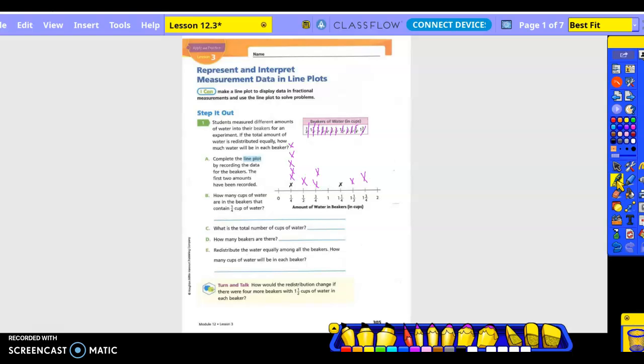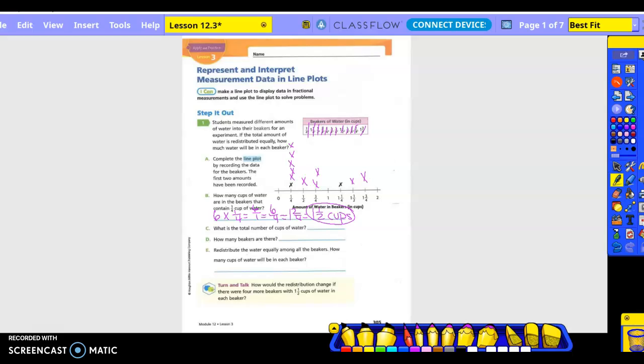So how many cups of water are in the beakers that contain 1/4 cup? So basically, how many X's did I draw there? And they already have. So 1, 2, 3, 4, 5, 6, right? So I'm going to take 6 times 1/4. So that also equals 6/1 times 1/4, which equals 6/4, which equals what? 1 2/4, which also equals 1 1/2. And what's my label? Cups.